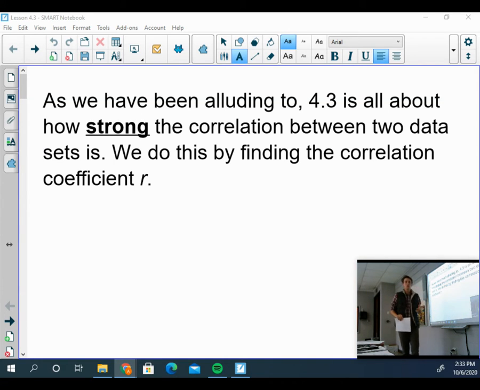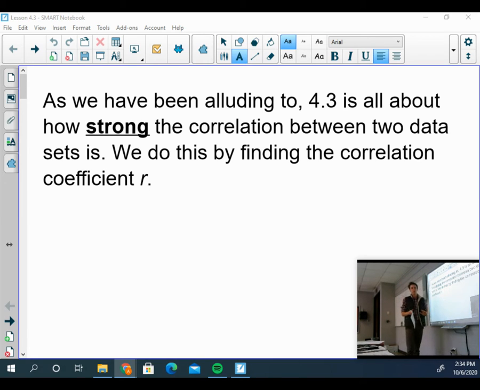This will be our last section in Chapter 4, Section 4.3. And in this section, as we've been alluding to, we're going to talk about how strong the correlation between two data sets is. In 4.1, we introed scatter plots. We looked at positive correlations versus negative, strong correlations versus weak correlations. And then we dove a little deeper in 4.2 into trend lines and how when we put a trend line on a scatter plot, we can use it to estimate data points, how accurate that trend line is going to be, et cetera. How do we find the values of a trend line? In 4.3, we're going to dive more into how do we come up with correlation.